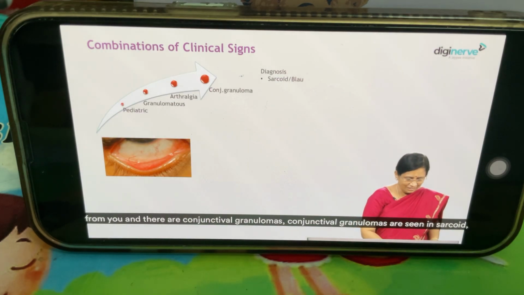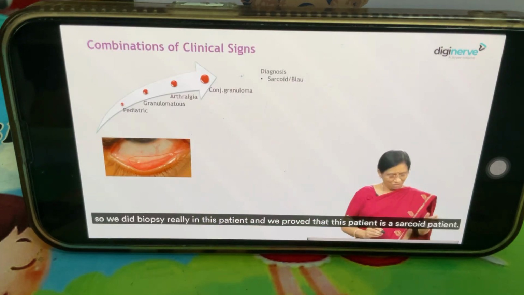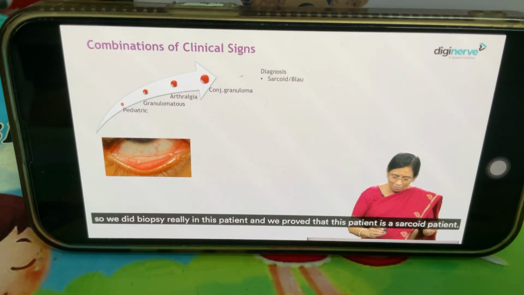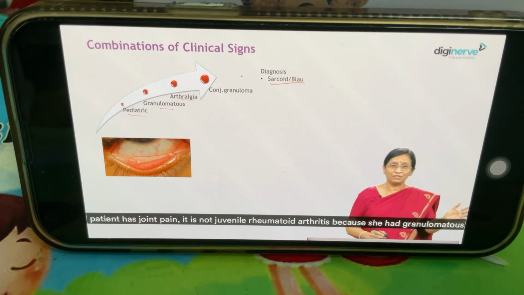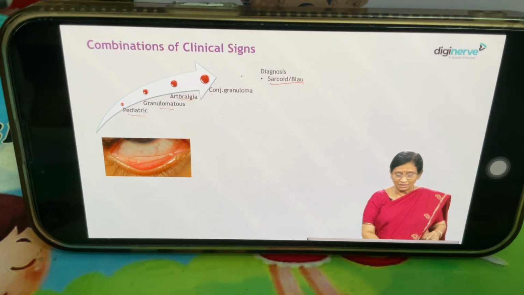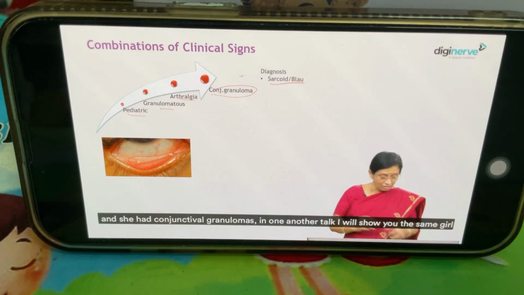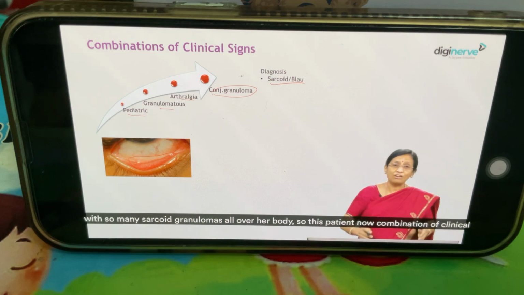And there are conjunctival granulomas. Conjunctival granulomas are seen in sarcoid. So we did a biopsy in this patient, and we proved that this patient is a sarcoid patient. So now we have enough information. Pediatric granulomatous uveitis with joint pain, even though the patient has joint pain, it is not juvenile rheumatoid arthritis because she had granulomatous uveitis and she had conjunctival granulomas. In another talk, I show you the same girl with so many sarcoid granulomas all over her body.